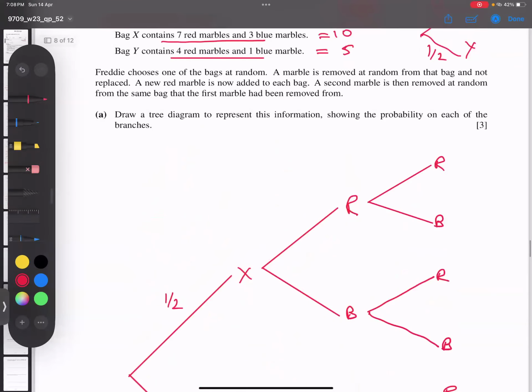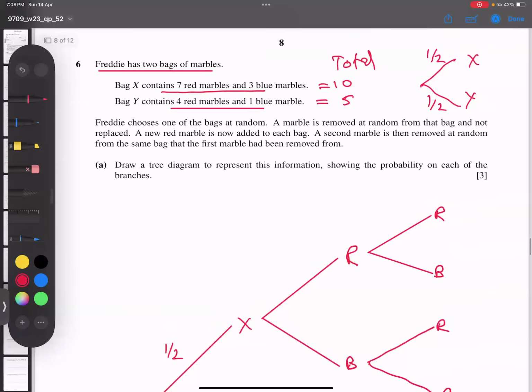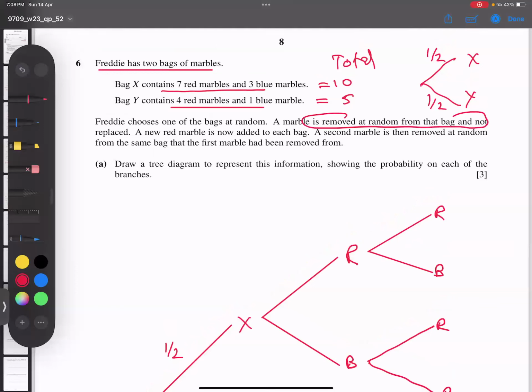Now let's talk about the situation. He said a marble is removed from the bag. So let's talk about X, and now we focus only on bag X. What are the chances of red from here? It is naturally 7 by 10. So here writing 7 by 10, it is automatically 3 by 10. After this, he's saying he will not replace it back. So when one red ball is gone, this becomes 6 red, and blue remains 3. And total becomes what? 9.